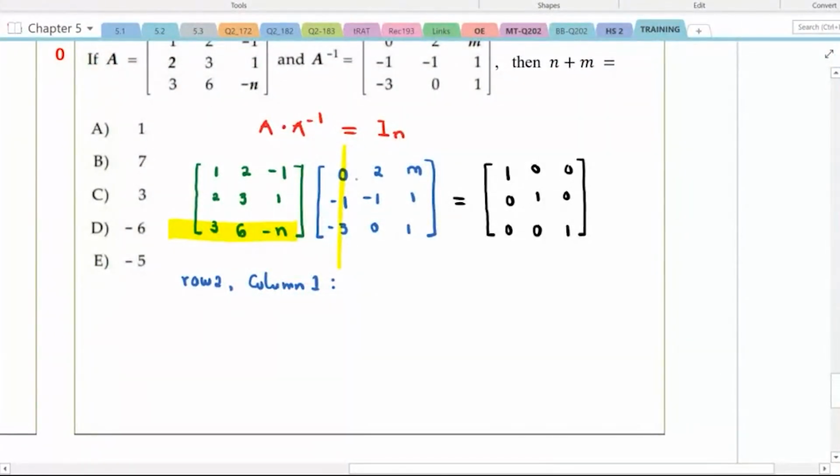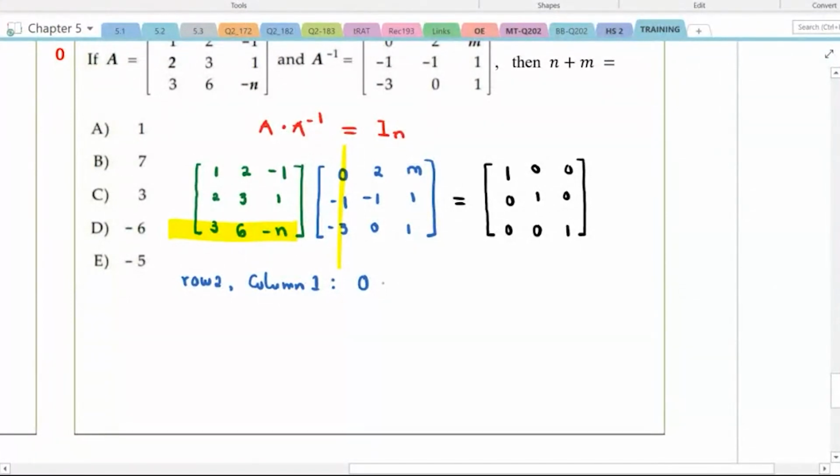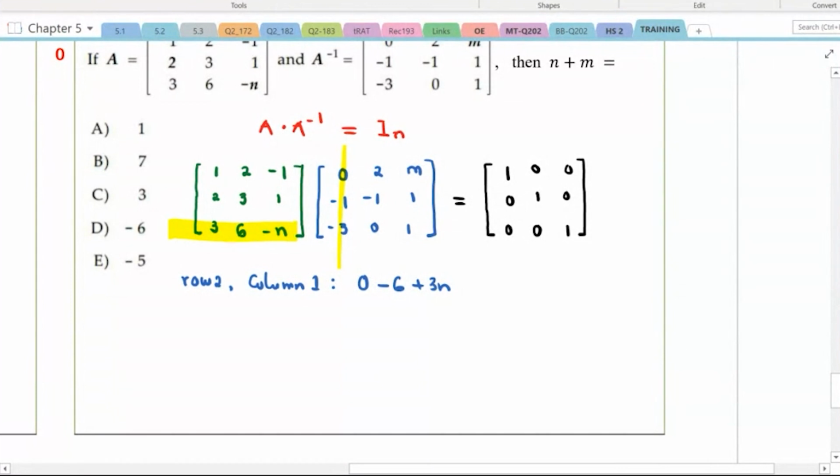And what is that? 3 multiplied by 0, that is going to be 0. 6 multiplied by minus 1, that is minus 6. Minus n multiplied with minus 3, and that is plus 3n. Please help me. We say row number 3, column number 1. And what element is that? The element is going to be 0. So this is equal to 0.